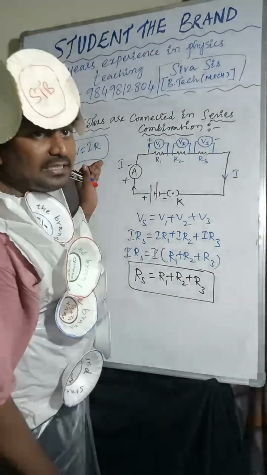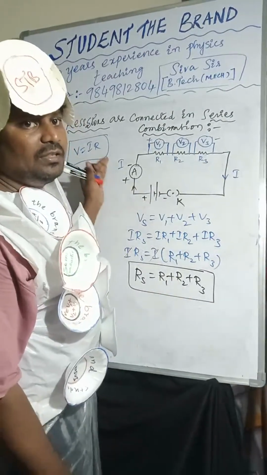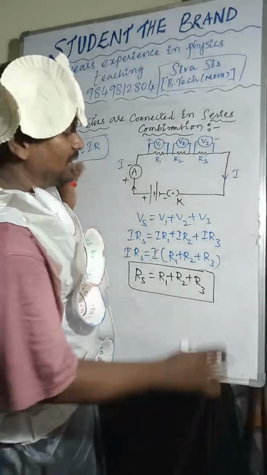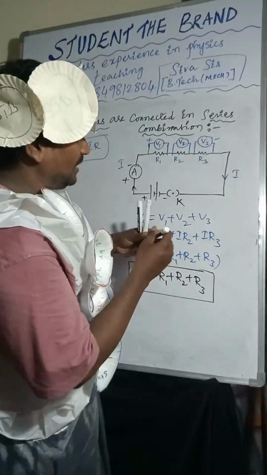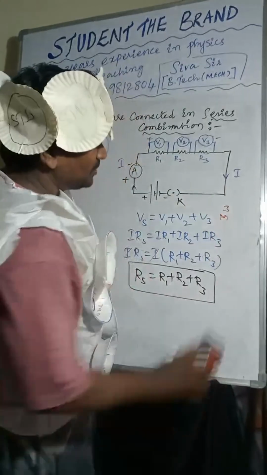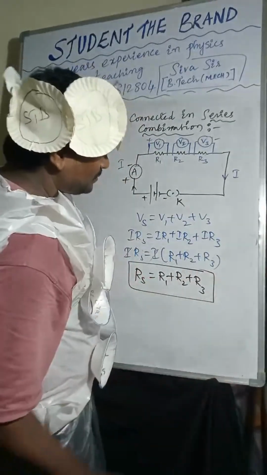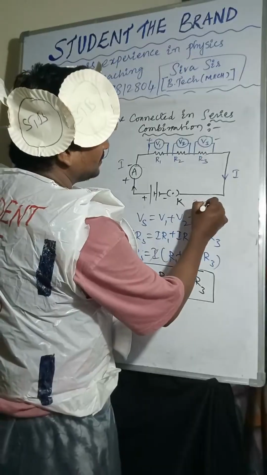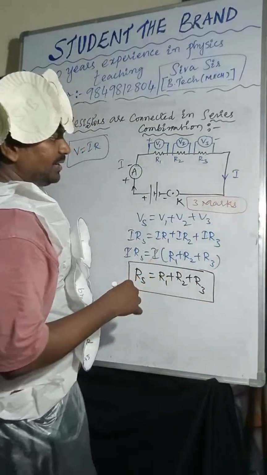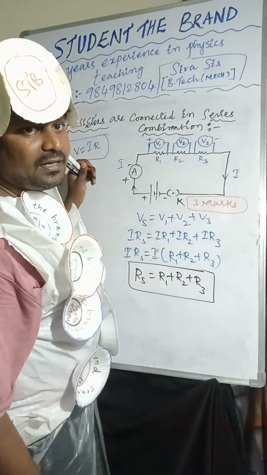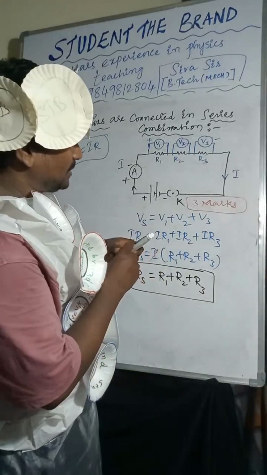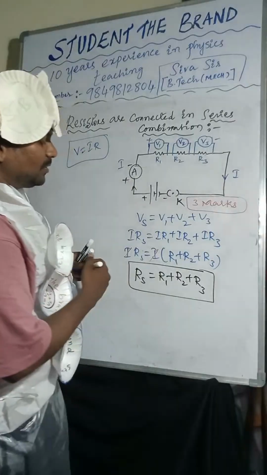Very important: this is the expression for resistors connected in series combination. This question will come for 3 marks, a very important expected question and derivation for the board exam. The total resistance is R1 plus R2 plus R3.